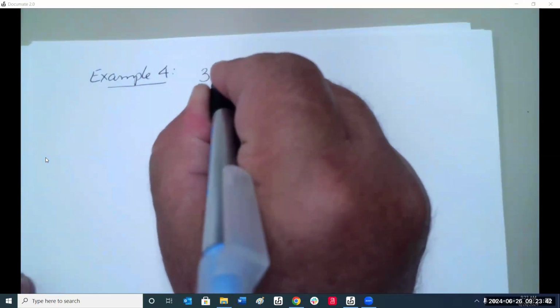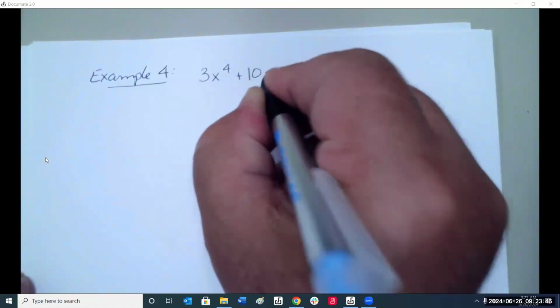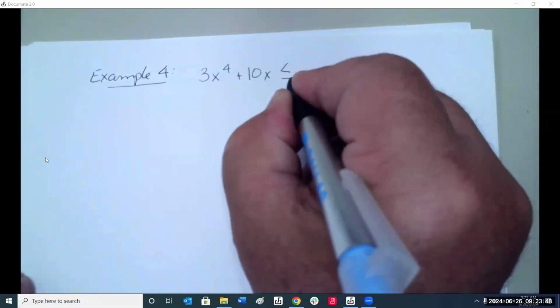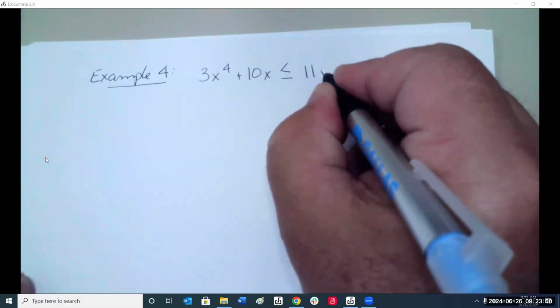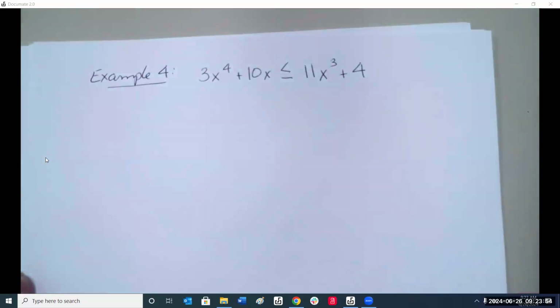Example 4. 3x to the 4th plus 10x is less than or equal to 11x cubed plus 4.